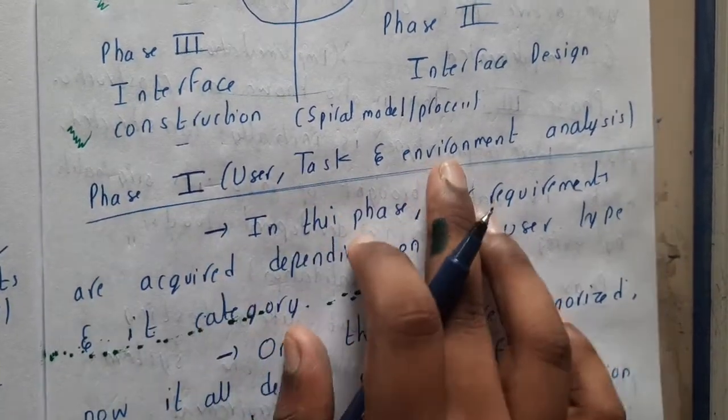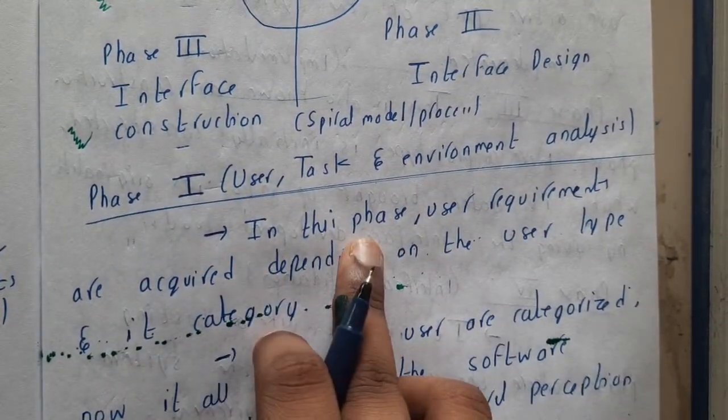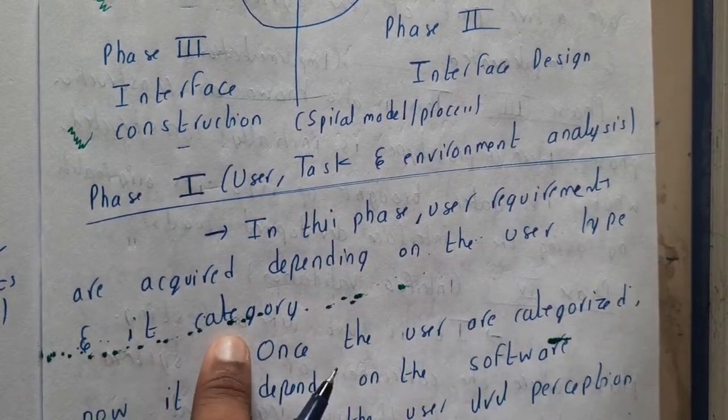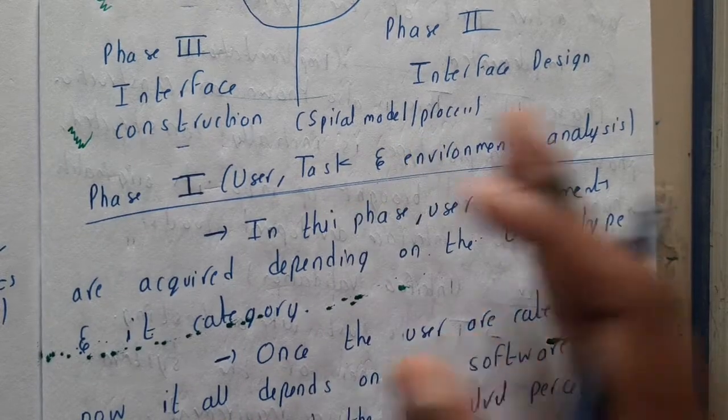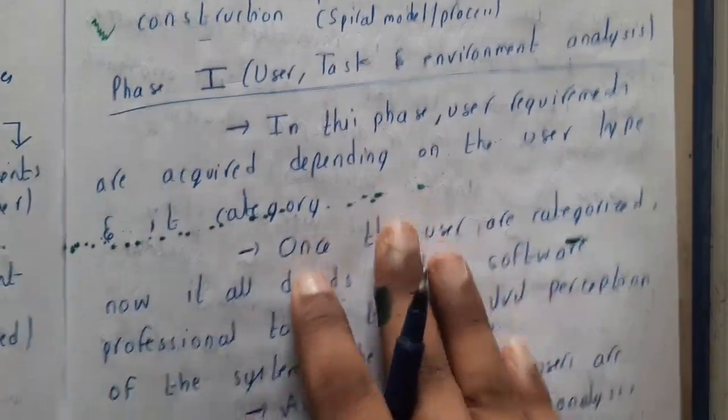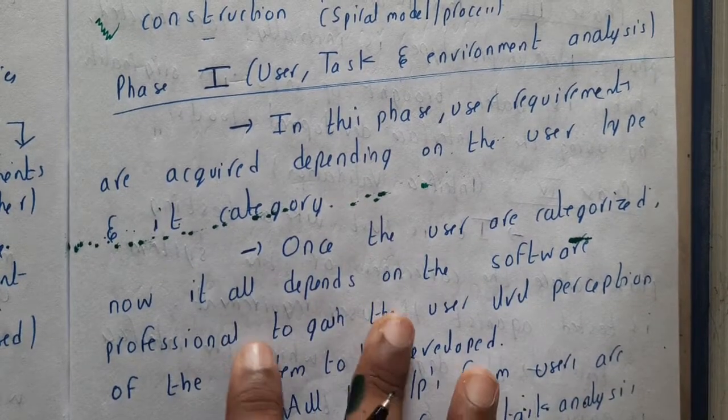So user task and environmental analysis is done here. In this phase, user requirements are acquired. Depending on the user type, it is categorized. So basically, depending on the user, like age group, category, gender, and all those things, you'll be separating the data, and based on that, you'll be starting your analysis, guys.